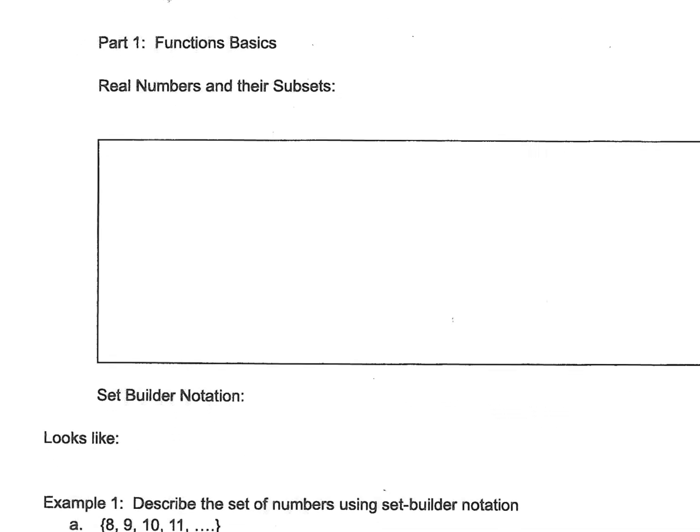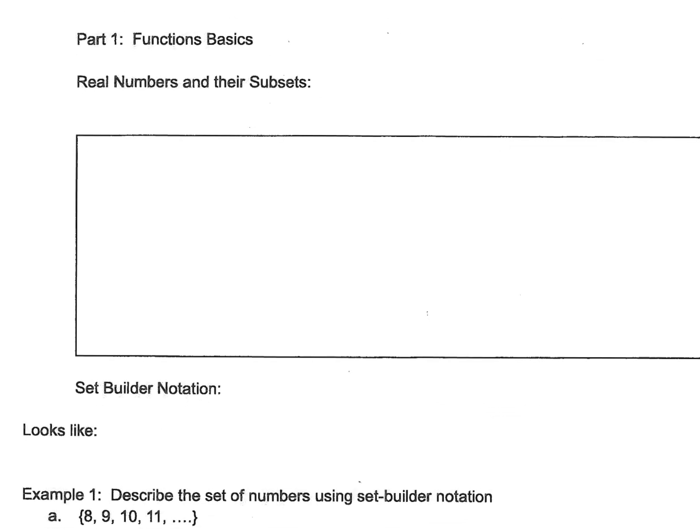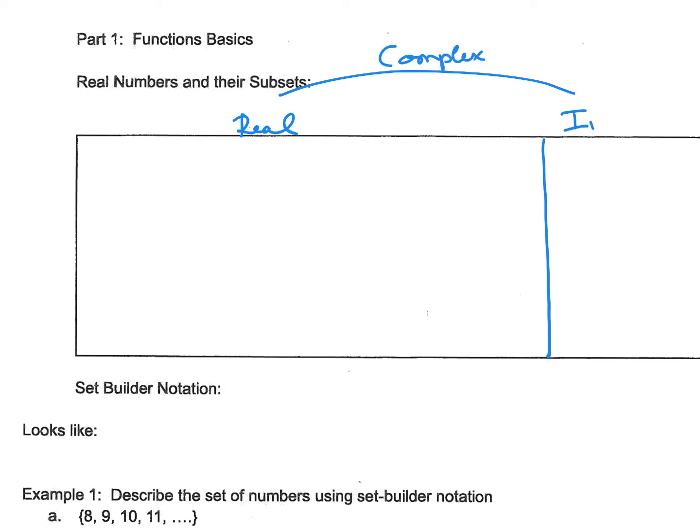All right, function basics. You should know the real numbers and their subsets. All right, real numbers and subsets. Real numbers are separated into real, and actually this overall is complex, by the way. These are the complex numbers, real and imaginary. Okay, imaginary, of course, is anything to do with i, which would be the square root of -1, right? So anything that has a negative square root is an imaginary number. The reals are the rest of it.